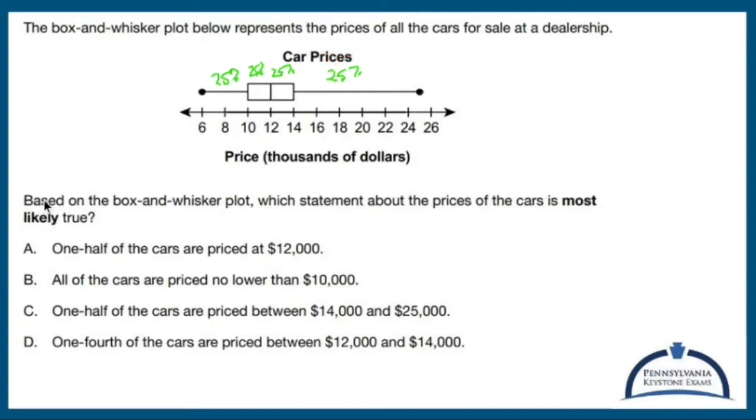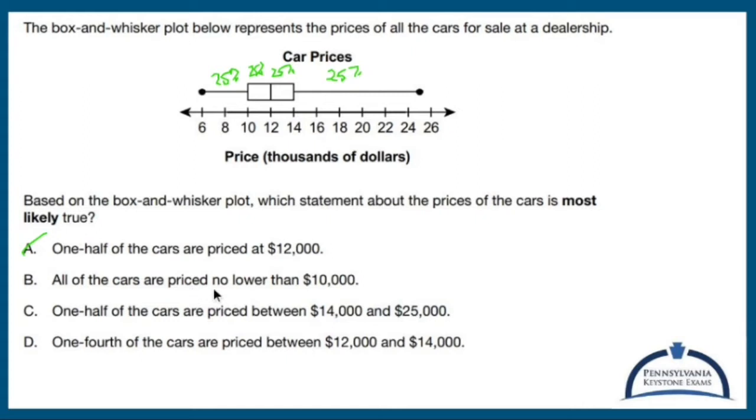So let's see what it's asking us. Based on the box and whisker plot, which statement about the prices of the cars is most likely to be true? 1/2 of the cars are priced at $12,000. Well, that's not true. I would say the $12,000 is the median. That doesn't mean it's 1/2 the cars. In fact, it's impossible. But half of the cars are less than $12,000 and half of the cars are more than $12,000, but half of them aren't $12,000 on the dot. That's not most likely true.